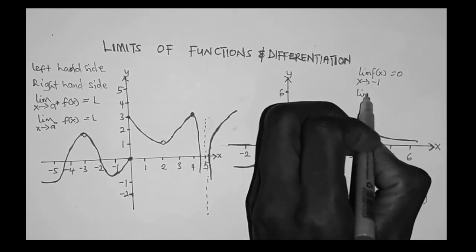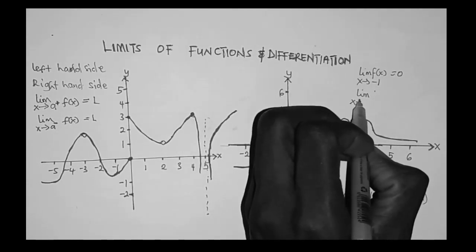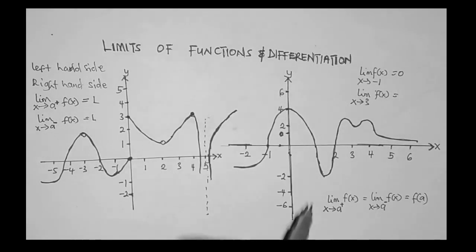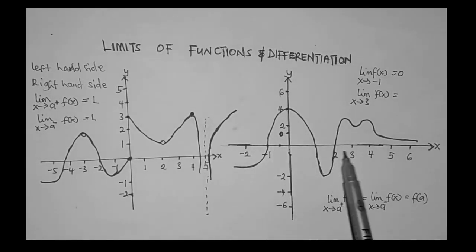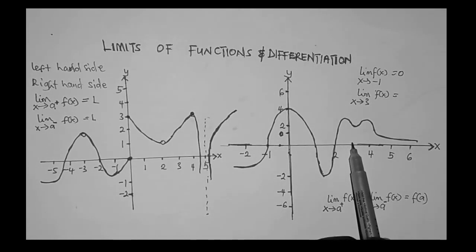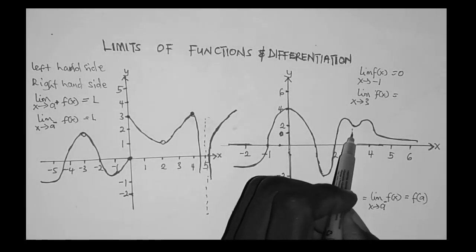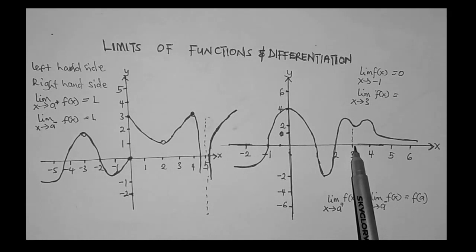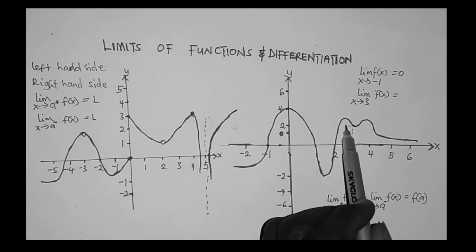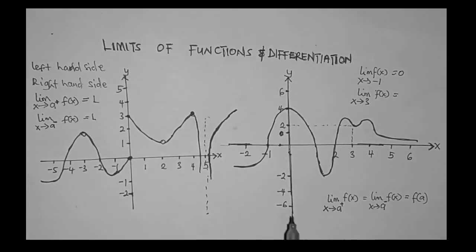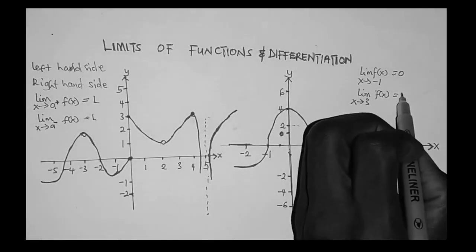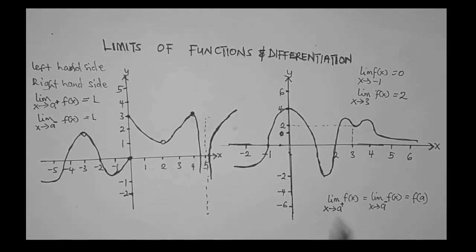What about the limit as x approaches 3 of f(x)? What does the function approach at 3? You see that as x approaches 3, the function approaches the value 2, and therefore the limit as x approaches 3 of f(x) is equal to 2.